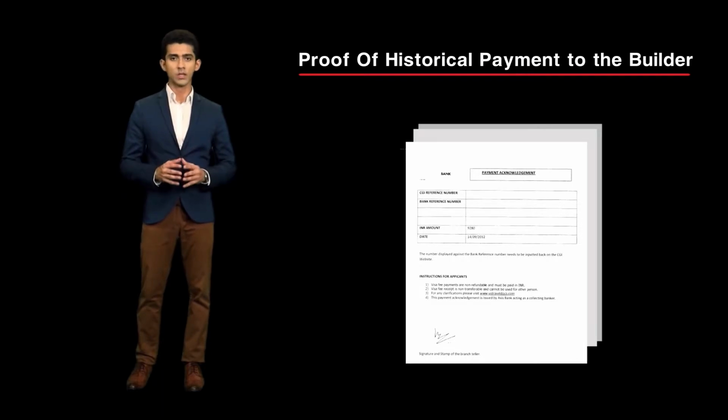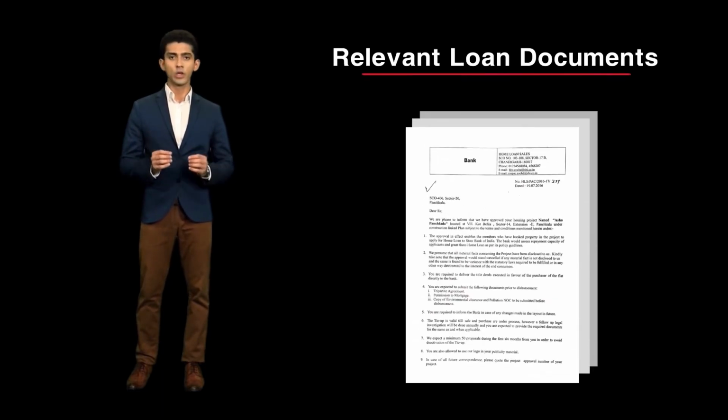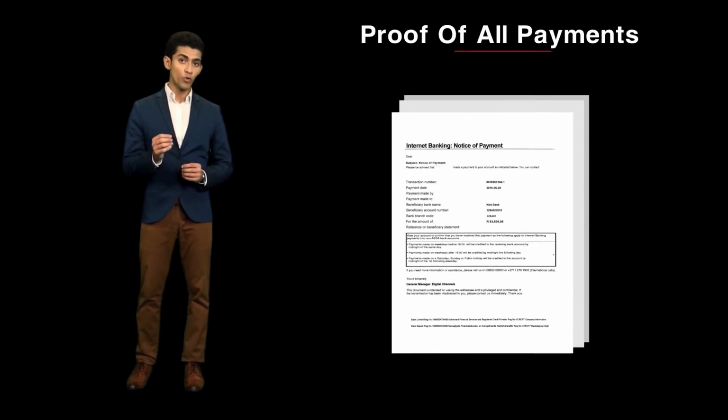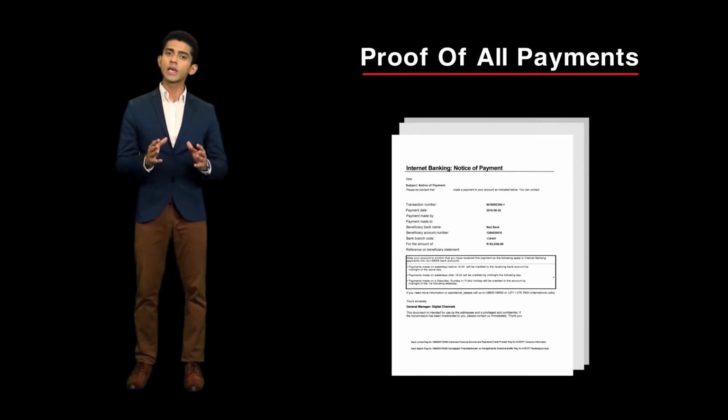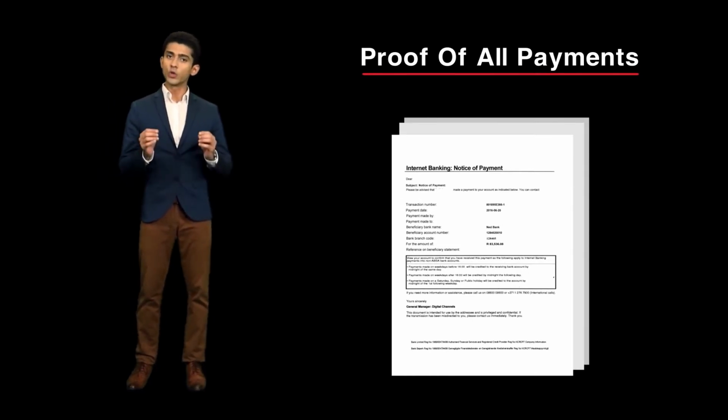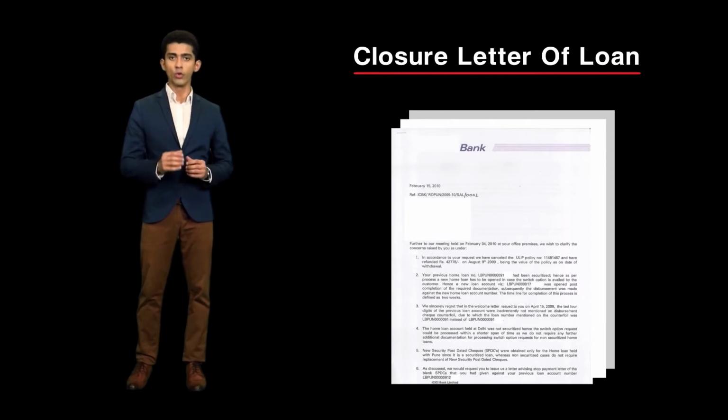If the property is under a loan, get all the relevant loan documents, including proof of all payments made. In case the loan has been repaid, then do ask for the closure letter of the loan.